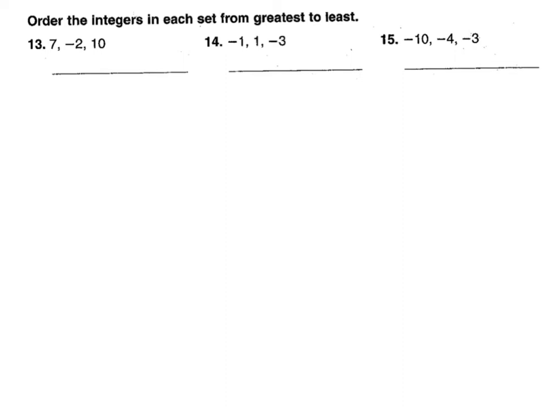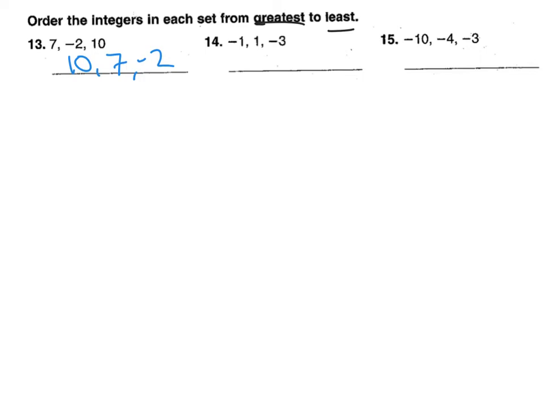Okay, these problems, numbers 13 through 15, are basically the same problems as the last ones, but they're reversed. These are now asking us to put them in order from greatest to least. So, if we look at number 13, our largest number is going to be number 10 for sure. 7 would be the next largest, and then -2 is certainly the smallest.